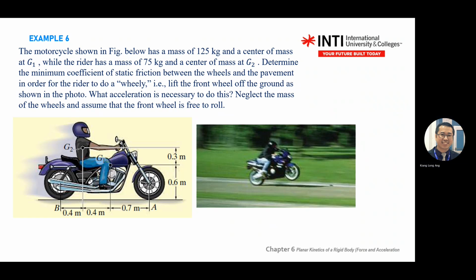Then determine the minimum coefficient of static friction between the wheel and pavement for the rider to do a wheelie, which is what you see on the diagram where there's a lift off of the front wheel. What acceleration is necessary to do this? You need to calculate the A for the motor acceleration. Ignore the mass of the wheel and assume that the front wheel is free to roll. So there is a contact, but it's free to roll, meaning no friction for the first one, okay?